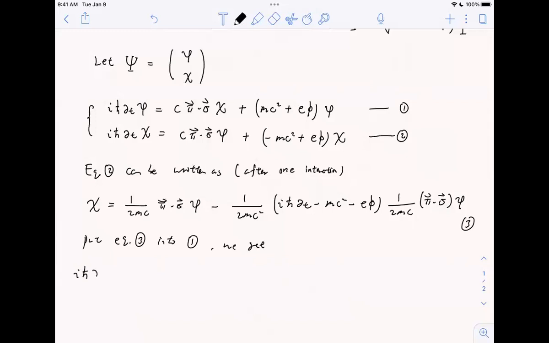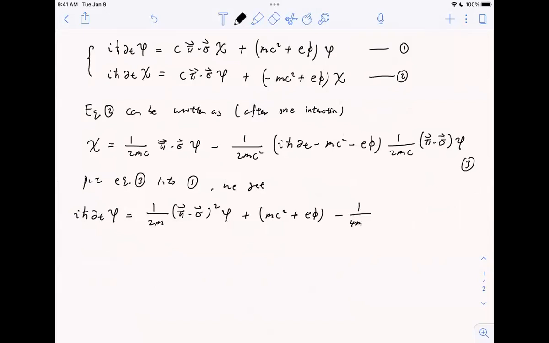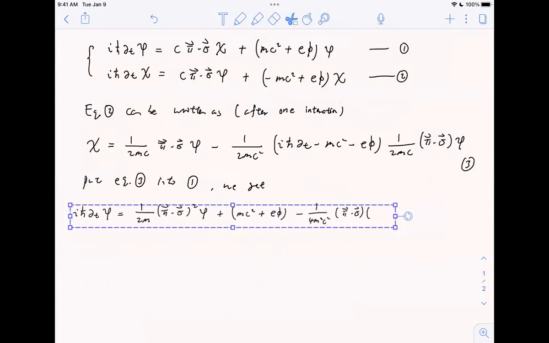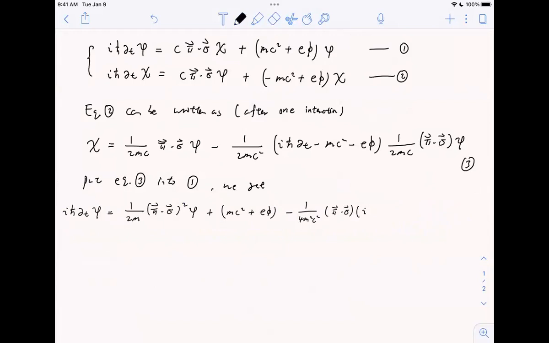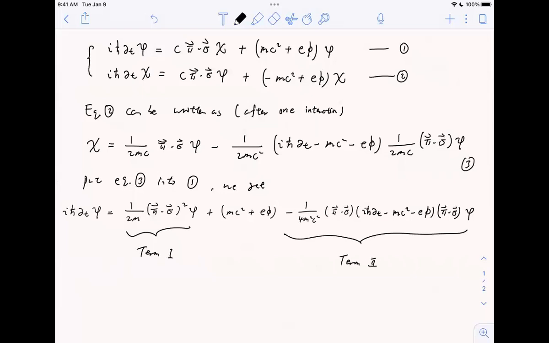We get this i h-bar, and so on, plus m c squared, minus one over 4 m squared c squared. I need to make it smaller. Okay, so this is term 1. We dealt with it last time. And this is term 2, which we're going to deal with in today's lecture.